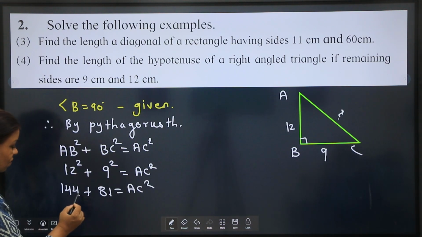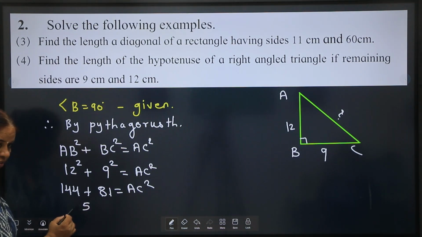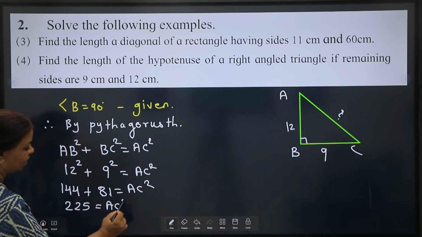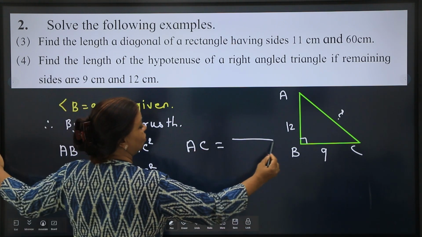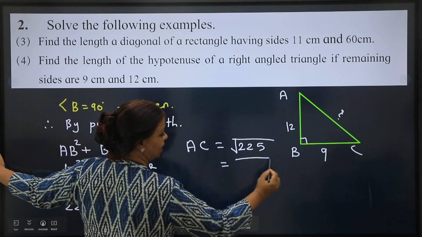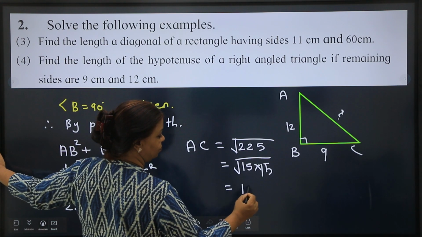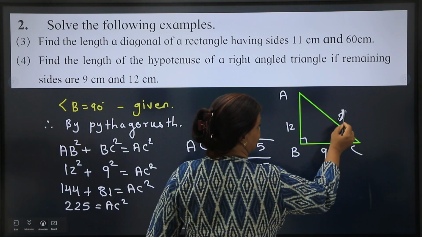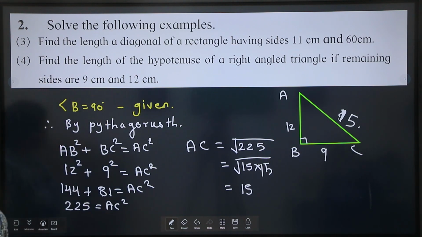Add them: 4 and 1 is 5, 4 and 8 is 12, and 1 carry, 225, which is AC square. So, AC is equal to under root 225. 225 is under the root 15 into 15, which is equal to 15. So, AC we got as 15. So, the hypotenuse of the right angle triangle is equal to 15. You can pause the video, children, and you can solve the sum.